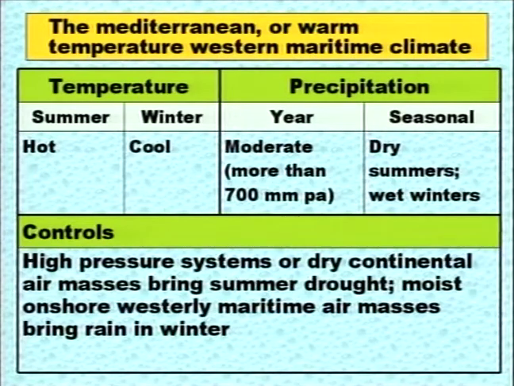The controls for this climate: high pressure systems or dry continental air masses bring summer drought. The moist onshore westerly maritime air masses bring rain in winter, especially. I'll give you at least 5 minutes to make note now of the summary.